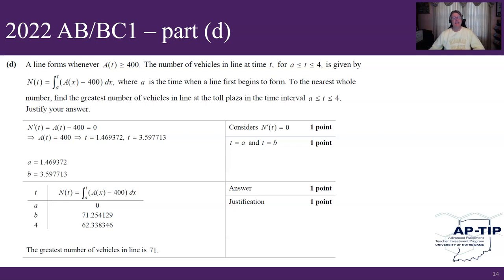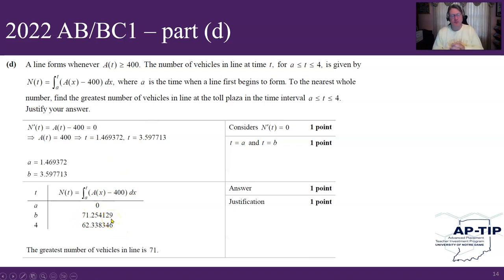Now, in this particular instance, N of t is the function defined by this integral, and we ended up with those values if we correctly use the calculator. It might be worth taking note that the left endpoint, A, doubles as one of our critical values because A is the time when the line first begins to form. And so once the student assembles the table, they will have to somehow draw attention to their maximum value, and that maximum value, the greatest number of vehicles to the nearest whole number, would actually be 71.